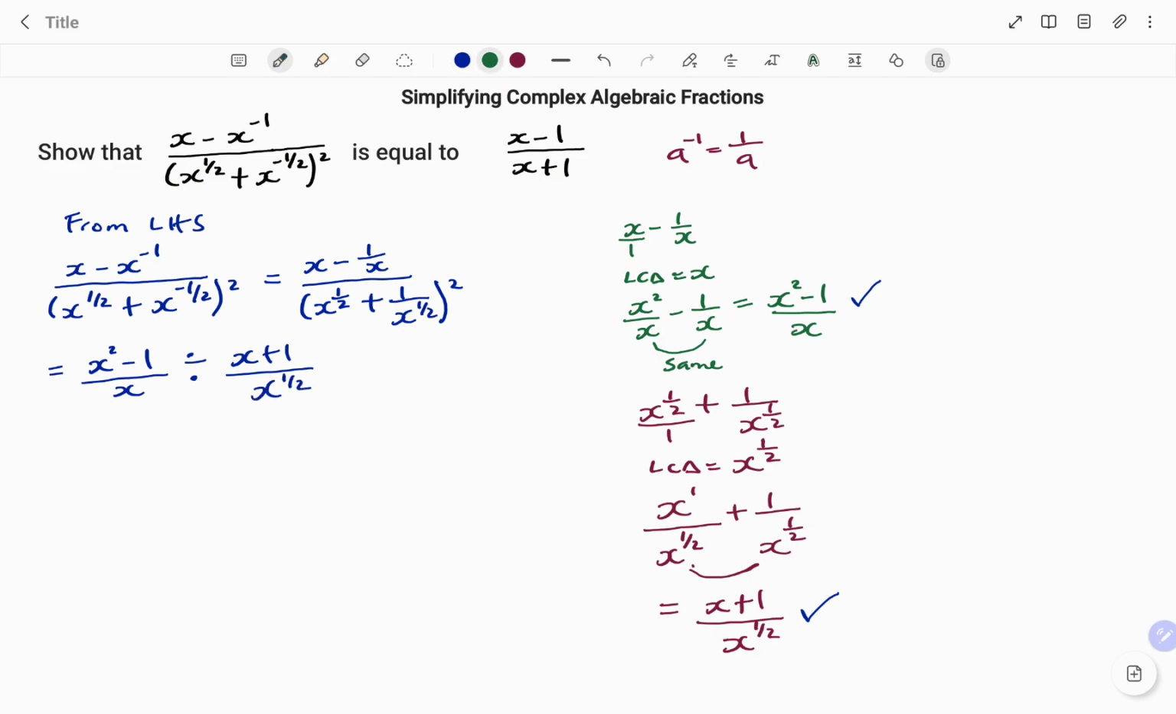You might be wondering how I got x here. What I did was, if I multiply x to the half by x to the half, the bases are the same, and applying the laws of exponent, if the bases are the same, I add my powers. So I have half plus half, which will give me x to the power of 1. That's how I have x to the power of 1 as shown.